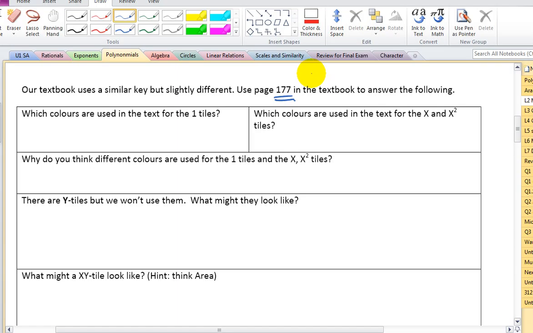Thank you. Okay. So red would be for the +1 tile, and the white is for the negative one tile.